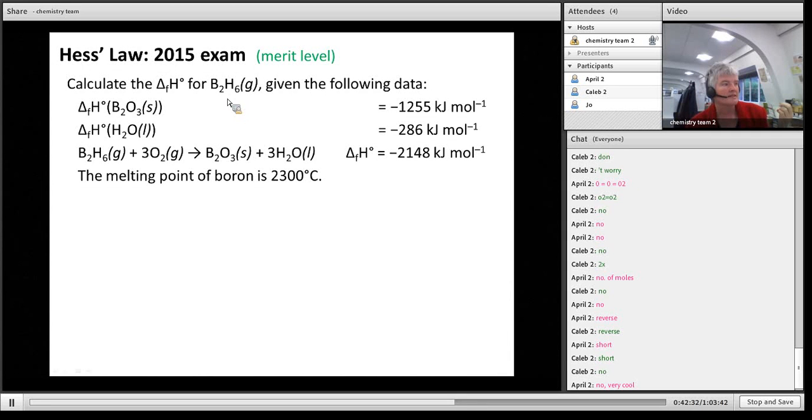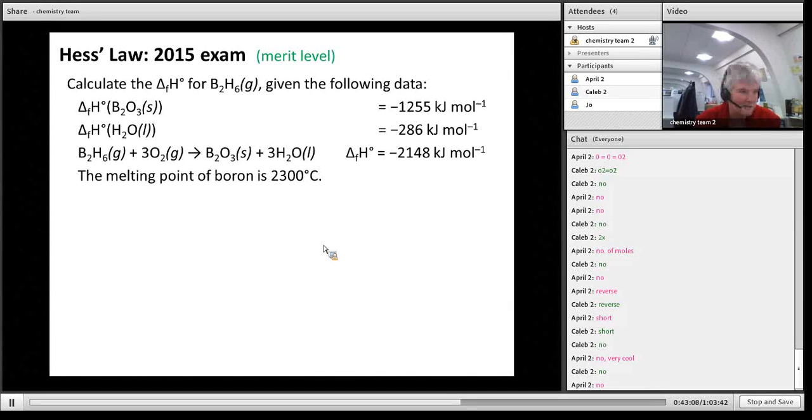That was actually, I think, just an achieve level question in the exam. This is now a merit level question, and here is one where they were very, very sneaky, okay? They said calculate the delta FH for B2H6, and you get given all this boron oxide and water and so on and so forth. And then they say the melting point of boron is 2,300 degrees centigrade. Is that final bit of information relevant? Do you need it? No.